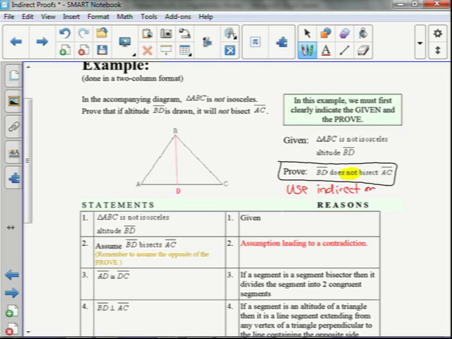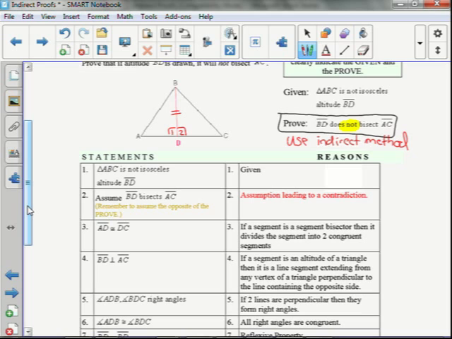As we're looking at this, it's not isosceles, but we do have an altitude. Remember, altitudes form right angles, so we've got a couple of right angles, and we've got a reflexive property. That's about all we've got there. Now, here's how you work this out. Obviously, we start off with our given: ABC is not isosceles and altitude BD. That's given.